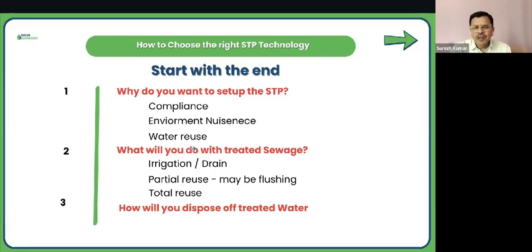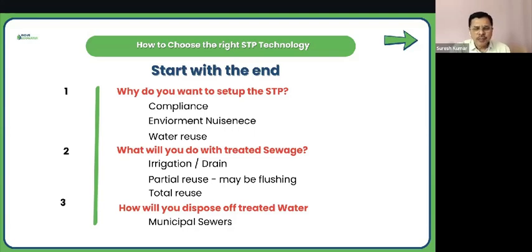Then finally, last but not least important is how you are going to dispose of treated water. This sounds very simple. I'll put it into the drain. And lots of times draining into municipal sewers is not permitted. Please check up, especially if you are a large project.